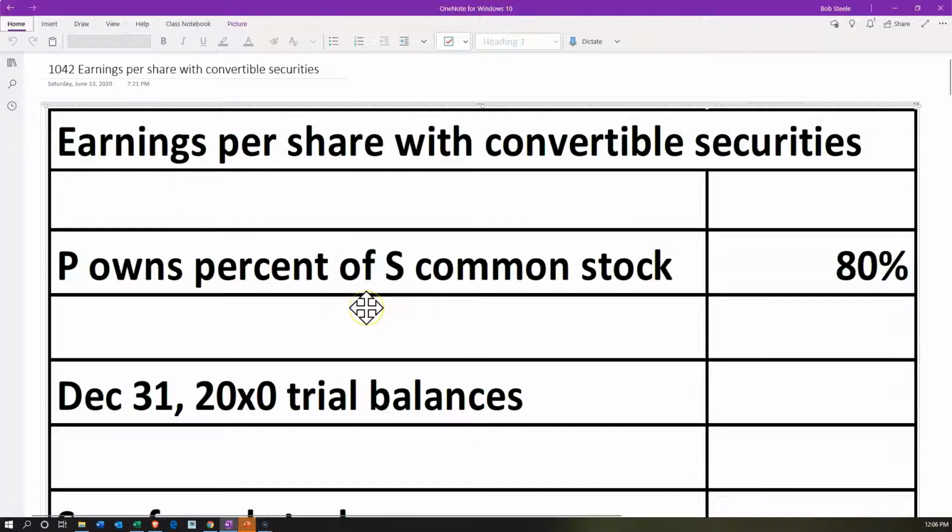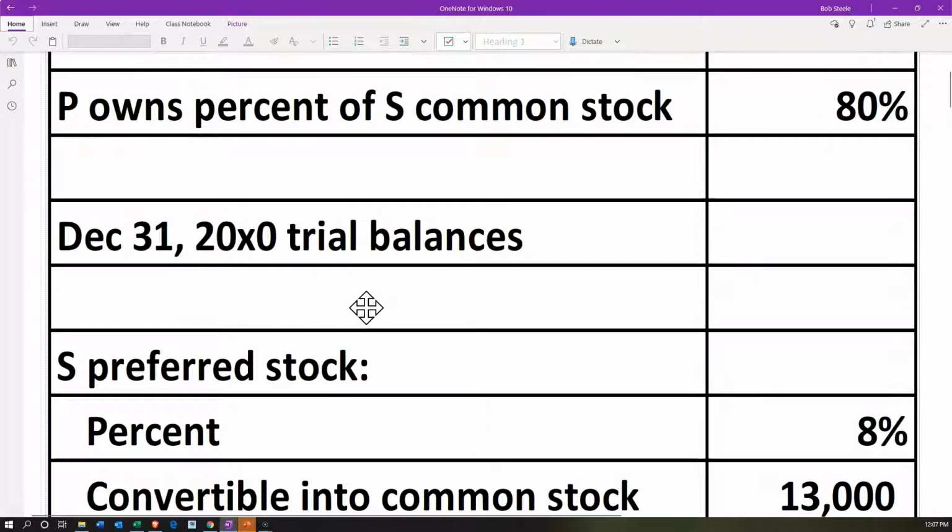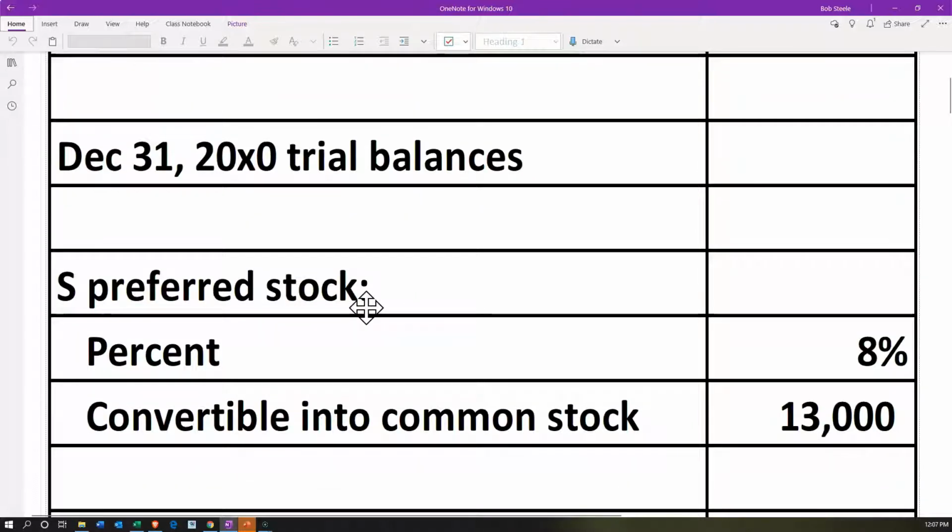So first we have earnings per share with convertible securities. That's what we're going to be dealing with, calculating the earnings per share when we've got these convertible securities. So P owns a percent of S common stock. P is the parent, S the subsidiary, the percent owned 80%. December 31st, 2000 x 0, that's where the trial balances will be as of, and the period end for our earnings per share calculations.